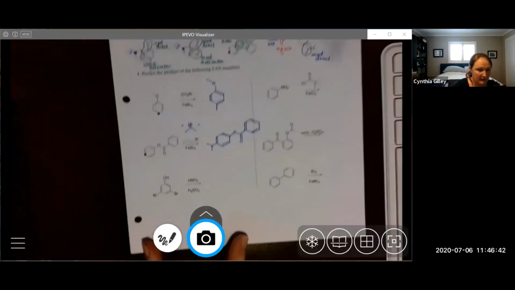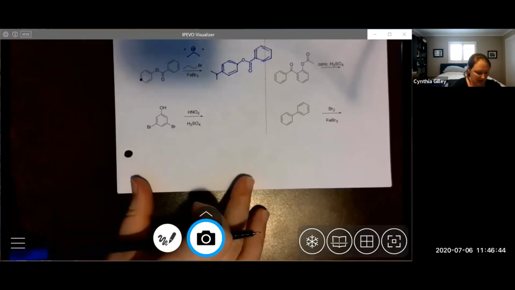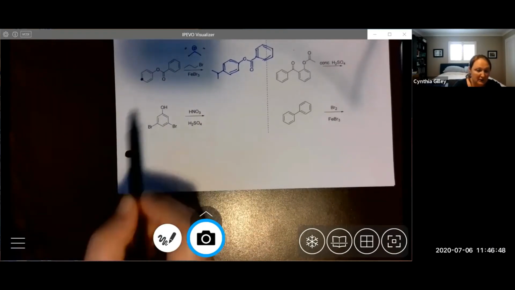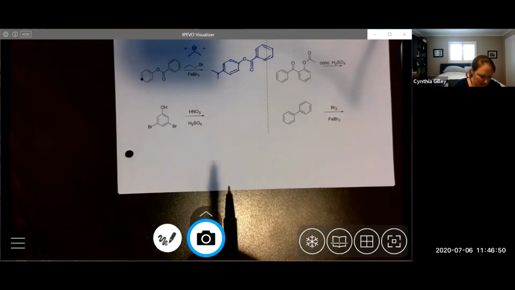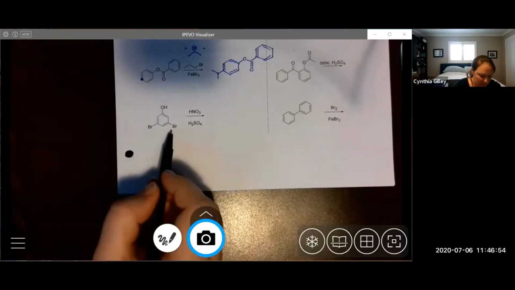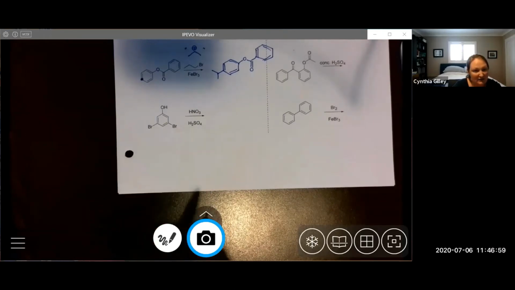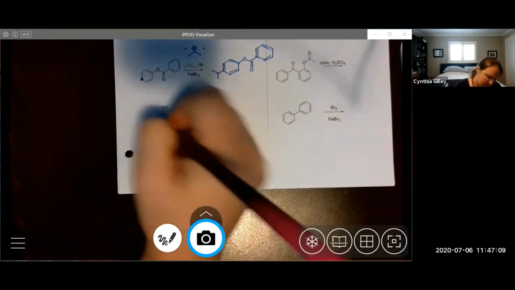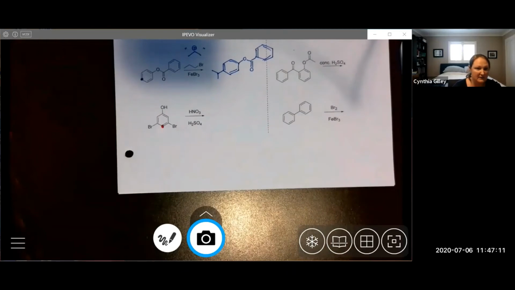The next one we have, all of these are ortho-para directors, right? But the OH group is a strong activator, and the bromines are actually weak deactivators, even though they're still ortho-para directors. So definitely we're going to be caring where the oxygen of the alcohol is, and the para position is not blocked.